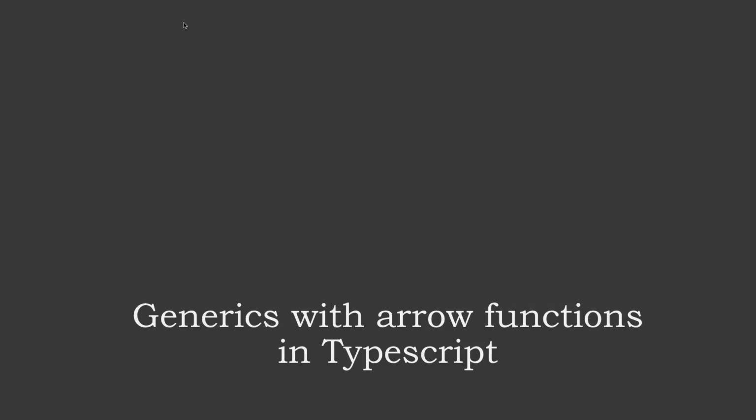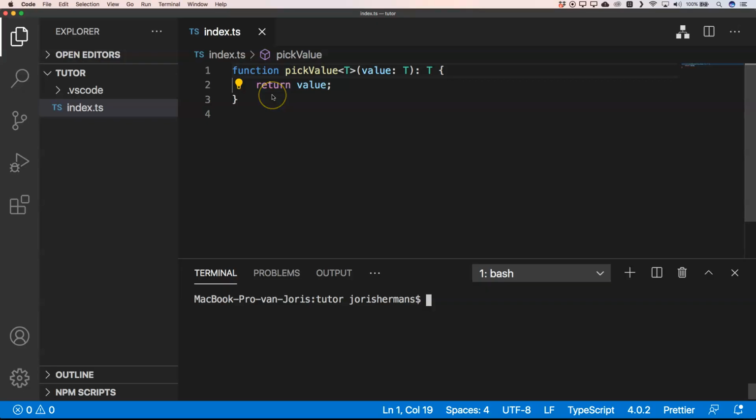In today's video I want to talk about generics with arrow functions in TypeScript. Generics are a great feature within programming languages and also within TypeScript. Here you define a generic, right? And we just give it a T. We can give it a U as well, for example. And then of course you need to put here also a U and here also a U.